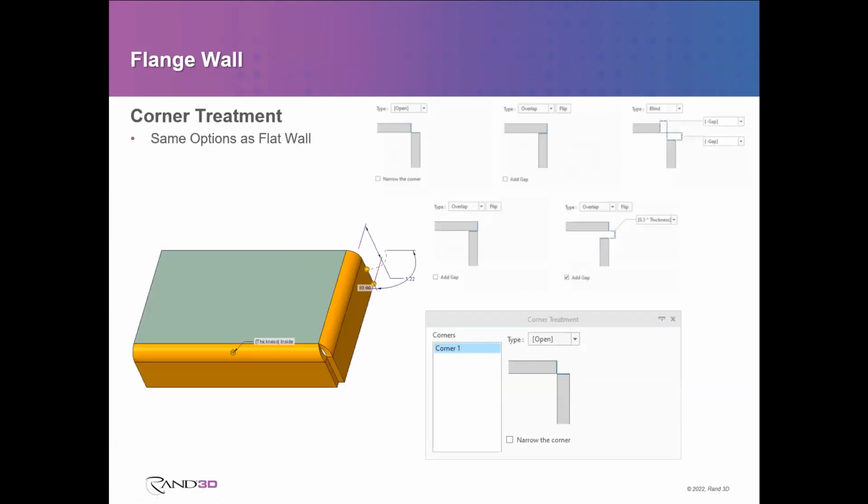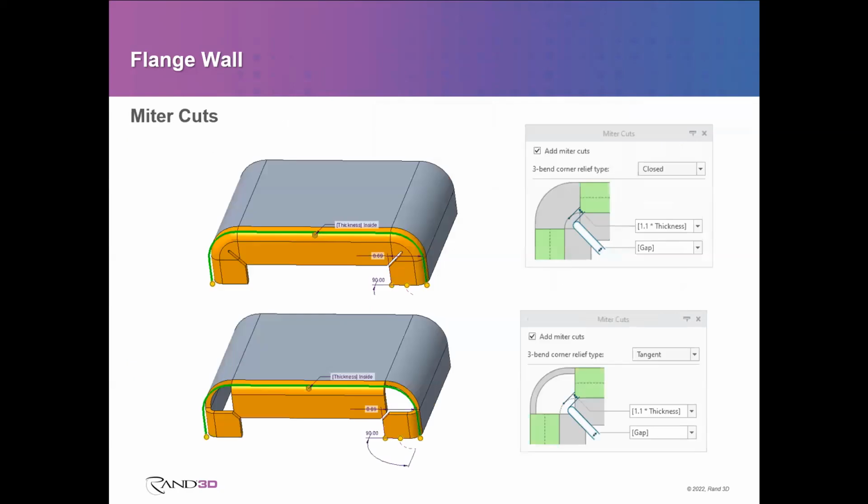And then you still have the same corner treatment. Again, I've got these 2 walls that I'm building at the same time. How do they come together in the corner? You're going to get all the same options that we just looked at for the flange wall as well. So I won't go over all those again, but they're the same. And then miter cuts. You can also do miter cuts here.